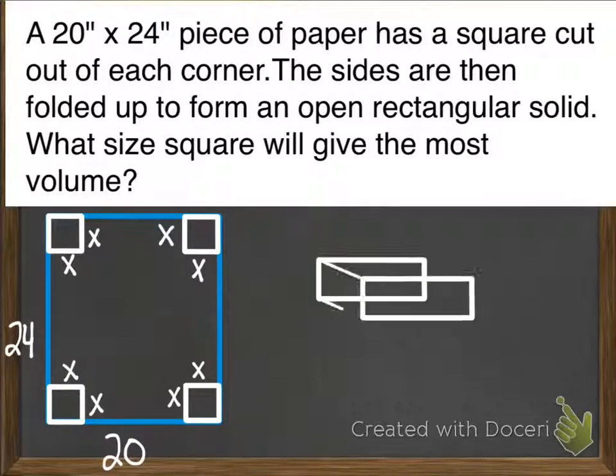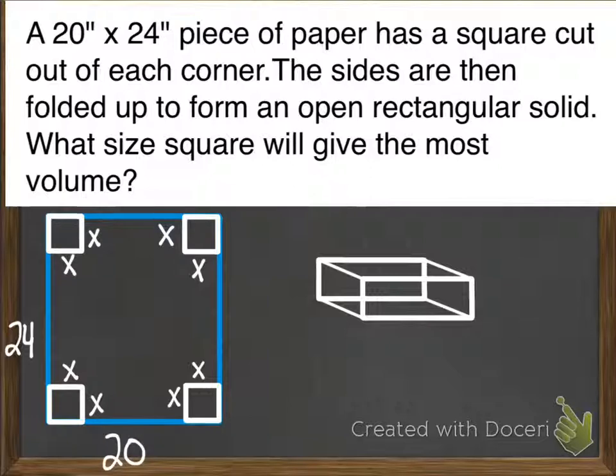Well, we recall that volume is length times width times height, and here I've redrawn the box. This is what it would look like once we fold it up. We have sides of length x, and then you may want to hold on just for a second there. Where did those other sides come from?